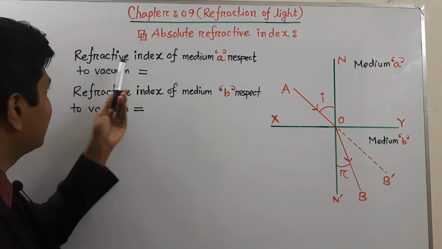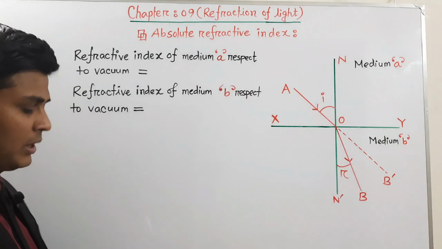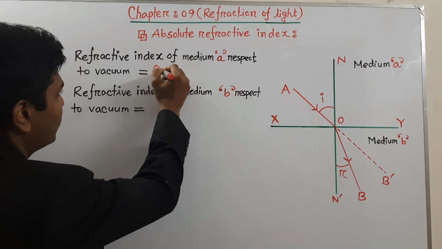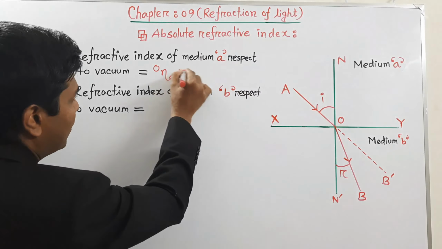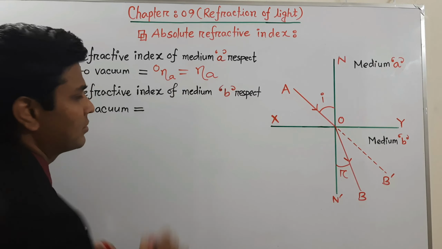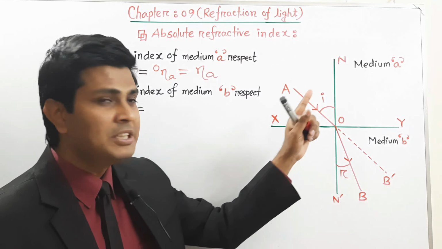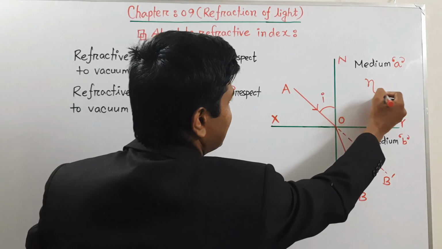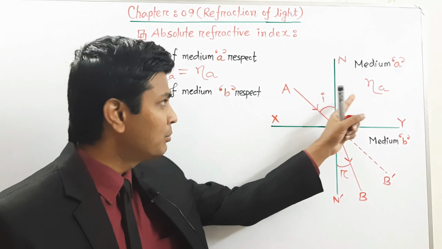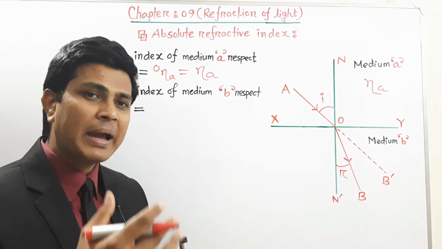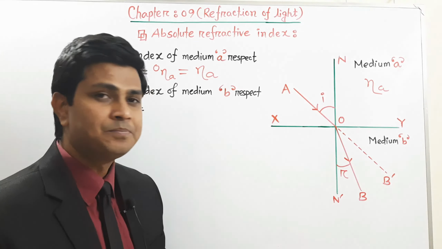Suppose the refractive index of medium A with respect to the vacuum can be written as ₀ηA, or only ηA. So the absolute refractive index of medium A can be written as ηA. What does it mean? It means the refractive index of medium A with respect to vacuum is called the absolute refractive index of medium A.